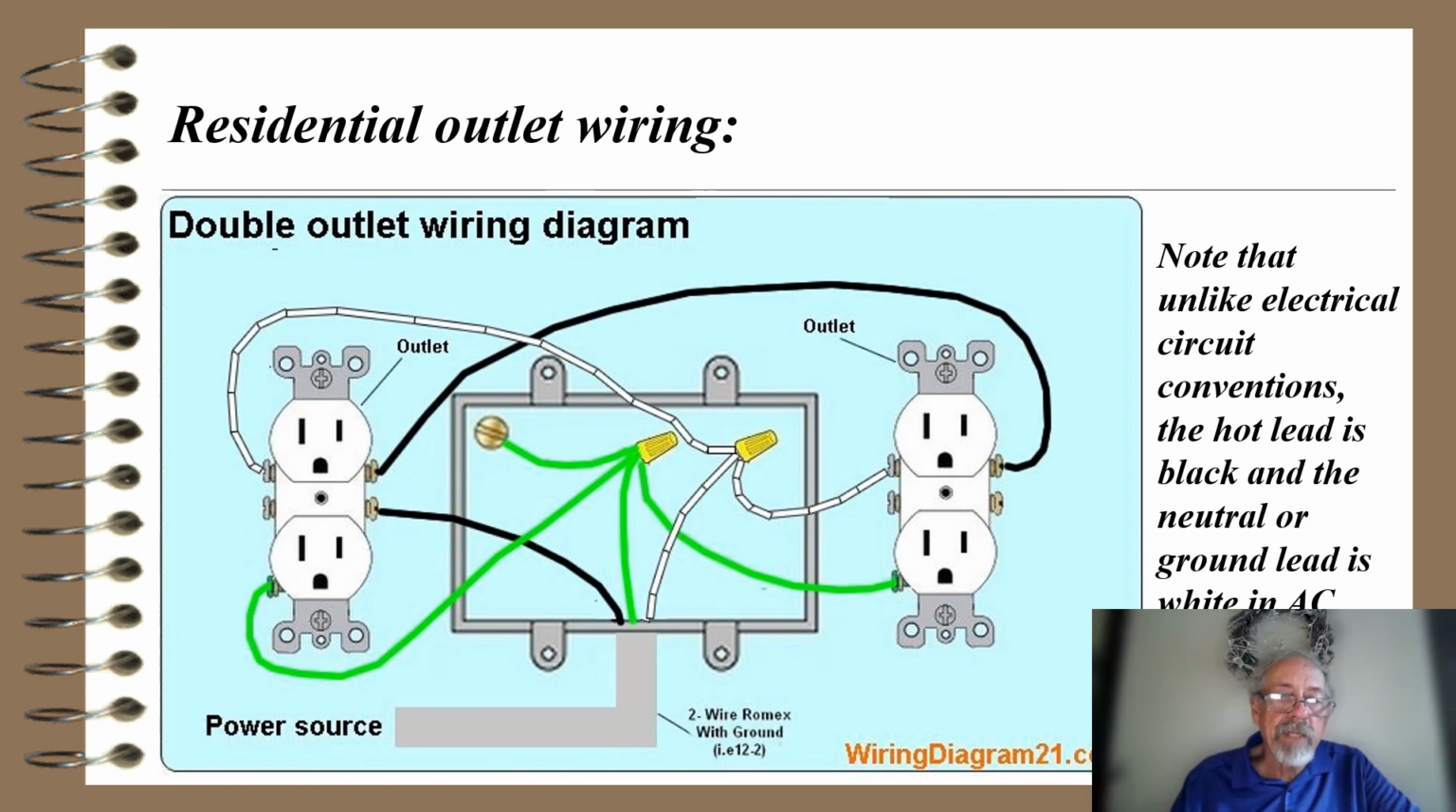It turns out, and this is rather interesting, there's a connection between the 2 screws on the left-hand outlet. So what we're doing is jumpering the black lead that comes in from the Romex wire over to the right outlet. And notice we use wire nuts, these plastic nuts, on the green and the white to make the connection and keep them insulated from the rest of the world, so we don't have any shorts. So that's residential outlet wiring.